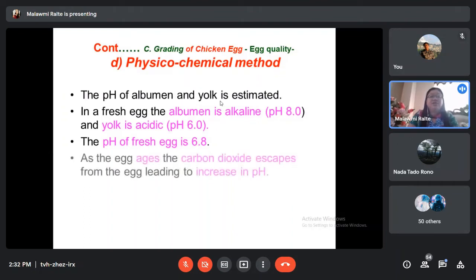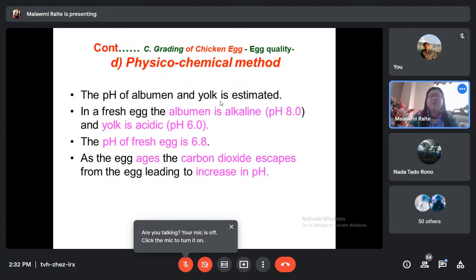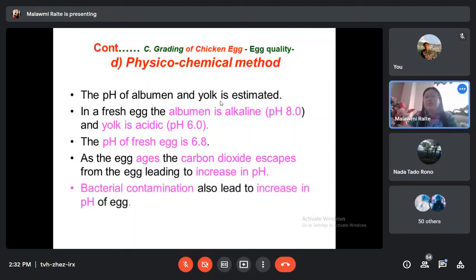So as the egg ages, the carbon dioxide escapes from the egg, leading to an increase in the pH. So why is there increased pH? Because of the escape of carbon dioxide from the egg, and the pH can also be increased due to bacteriological contamination in the egg. So the fresh egg as a whole is having 6.8 pH, and the albumin alone is alkaline, that is 8, and the yolk alone is 6. Okay.